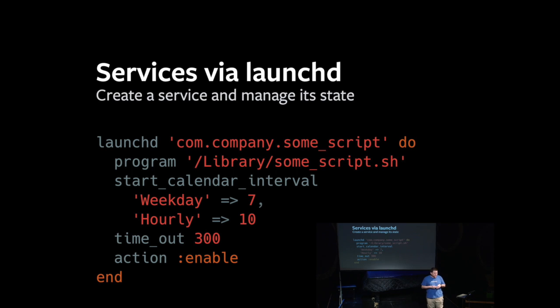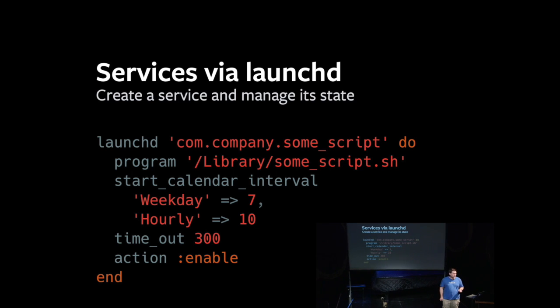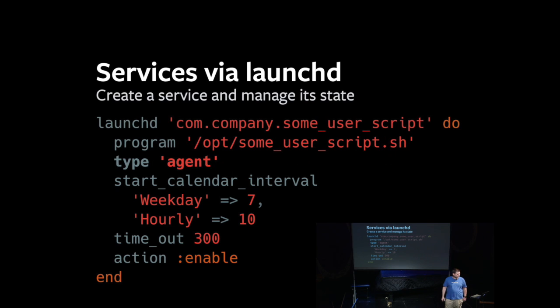So what's that? You want to not only generate it, but you want to load it as well? Sure, no problem. You just add that one line, action enable, so you see, one line, literally, and it does it. So it'll lay it down, load it for you. And then as an added bonus, if you ever change this in the future, if you just change timeout to 301, for instance, it will lay it down, unload it, reload it for you. Dead easy. So you can also do agents as well. LaunchD does those. You just specify a type of agent, and it'll put it in Library LaunchAgents instead of Library LaunchDaemons.